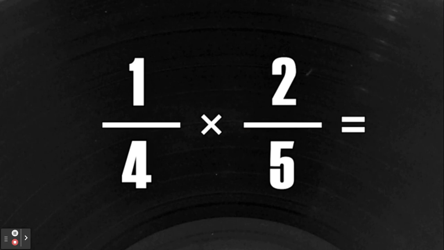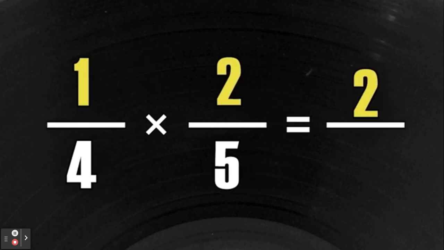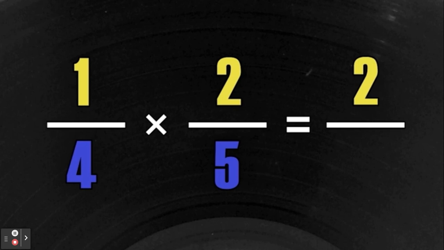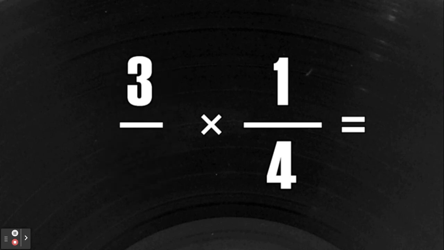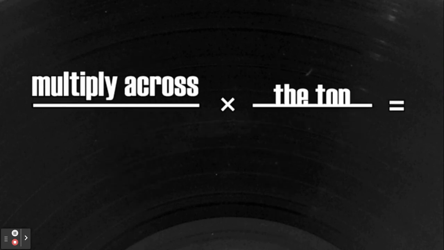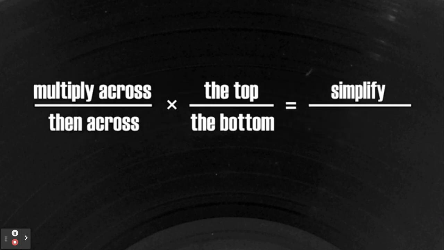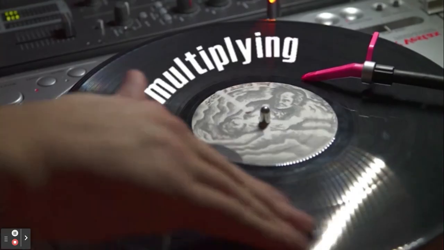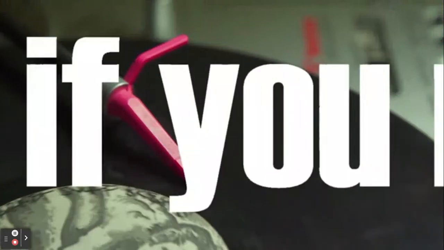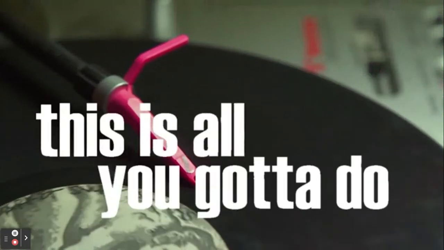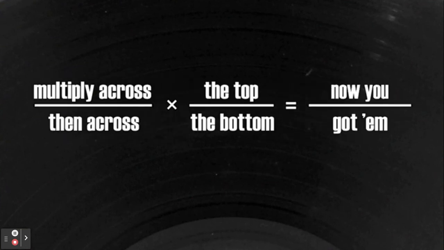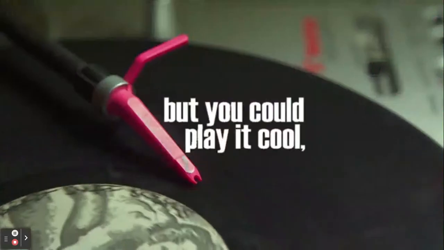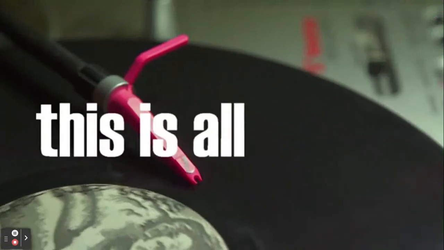1/4 times 2/5. But 1 times 2 is at the top of the list. Then 4 times 5 leaves you 20. Simplify down to 1/10 there, buddy. And here's a curveball, just to have fun. When you have a whole number, place it on 1. Multiply across the top, then across the bottom. Simplify your answer. Yep, now you got it. Multiply fractions. But you can play it cool if you need to multiply, this is all you gotta do.